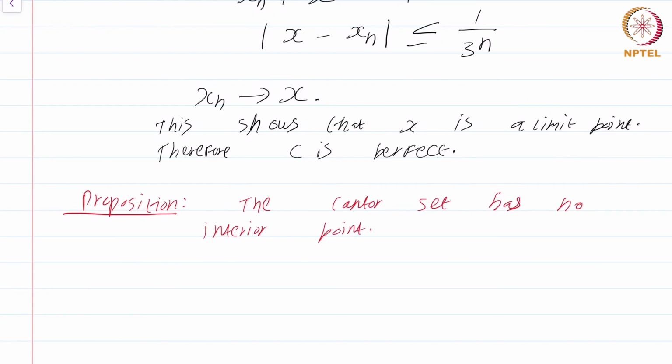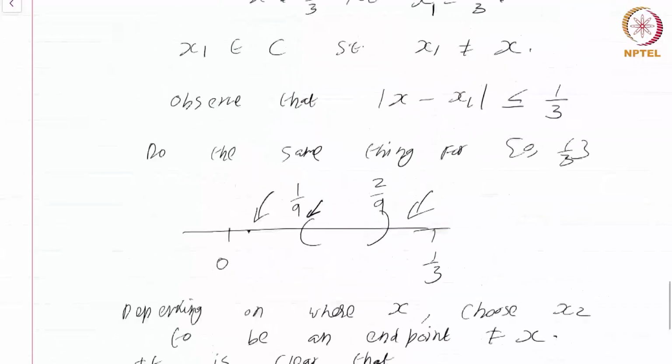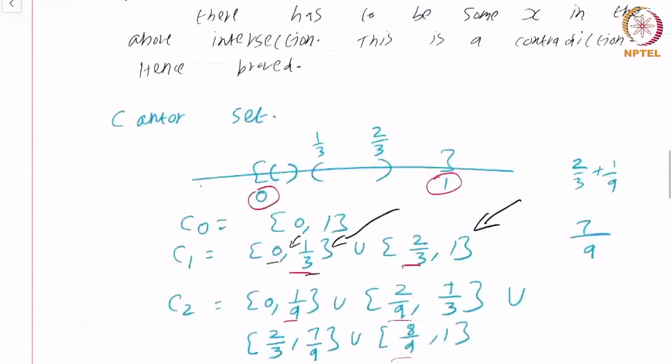Well, the proof of this is very easy. Proof. Suppose it had an interior point. That means some open interval AB is going to be a subset of the Cantor set. That's the only way by which the Cantor set can have an interior point. Suppose AB is contained in C. This is simply not possible. I'm not even going to write down the full proof. I'm just going to focus here.